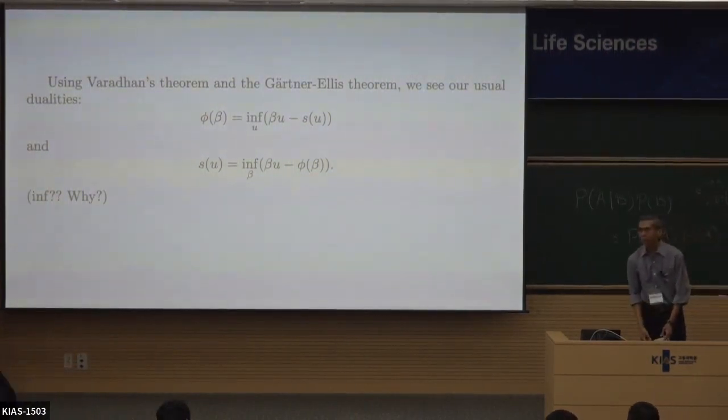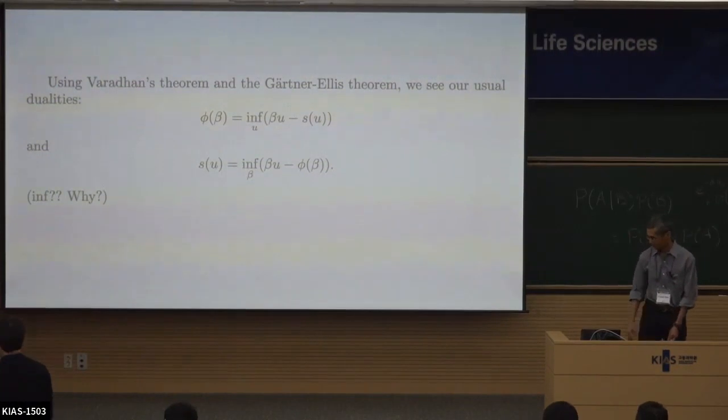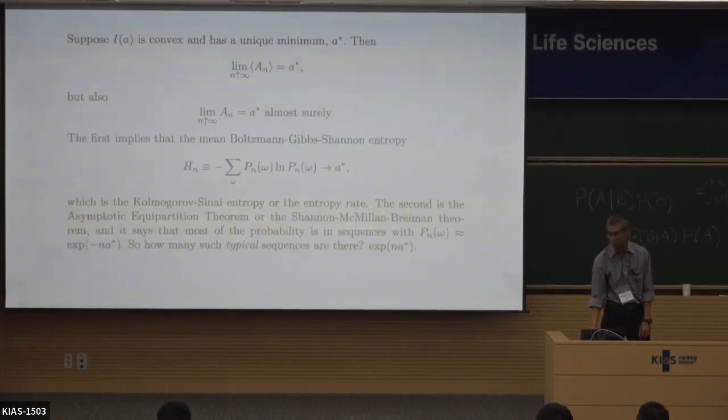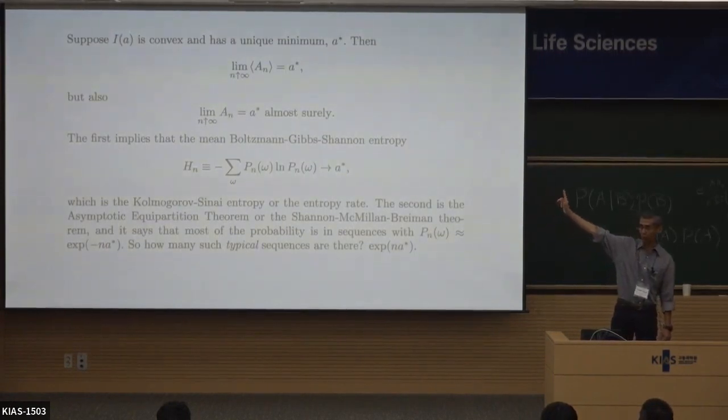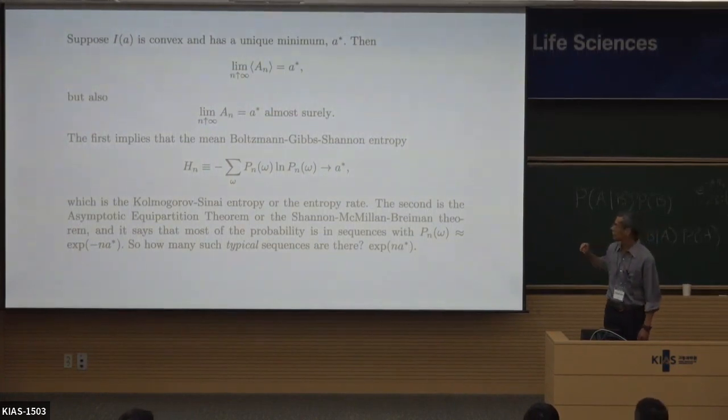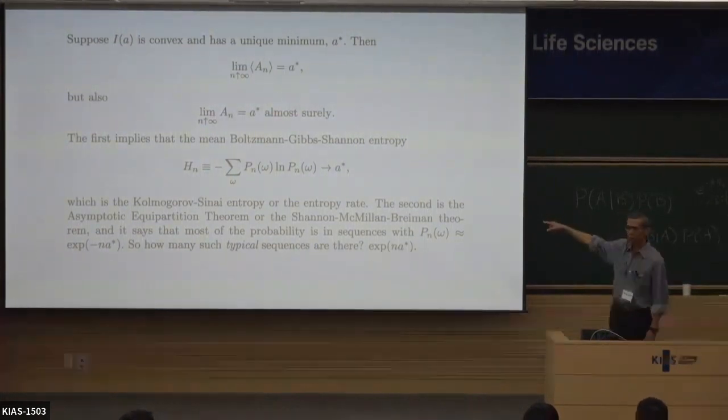Just before the equilibrium part, I did not understand why the entropy is approaching A star. No, that's an assumption. Suppose I of A is convex and has a unique minimum at A star. It's an assumption. I'm not able to get the third statement. This h n goes to this?